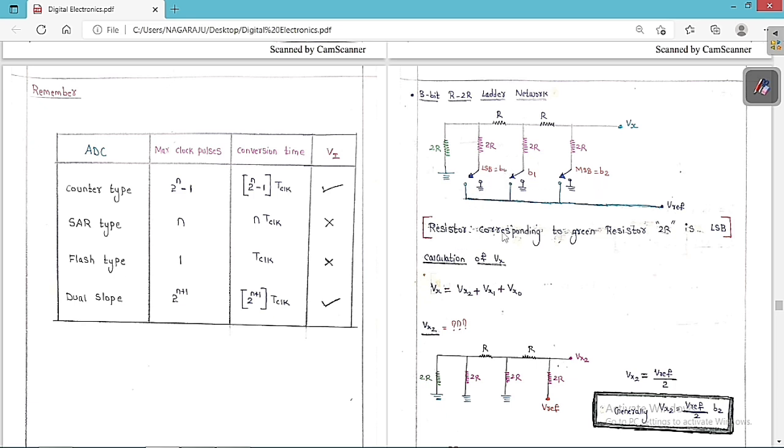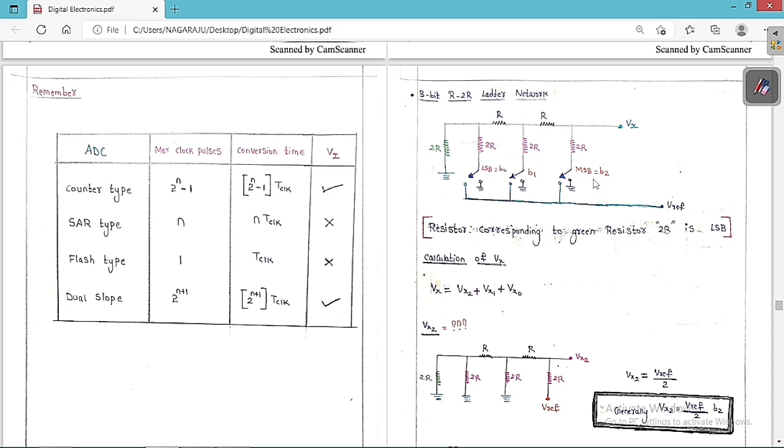See, the switch corresponding to the green resistor 2R is the LSB. So whatever this resistor is, it's the green resistor. The switch corresponding to this resistor is always the LSB and the farthest one is called the MSB. So this is B0, B1 and B2. The switch corresponding to the 2R resistor is always the LSB and the farthest one is always the MSB.